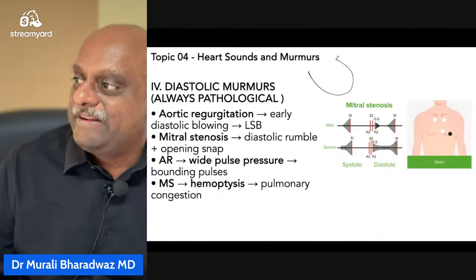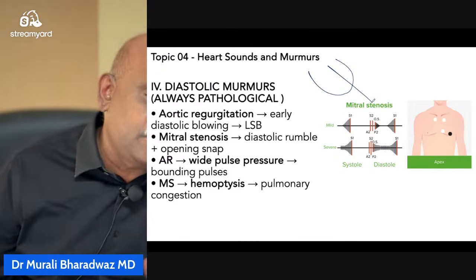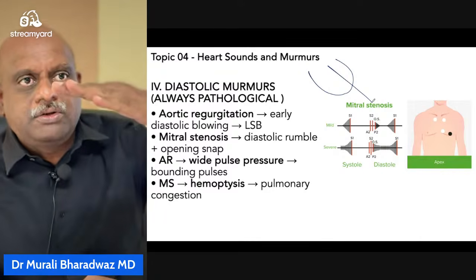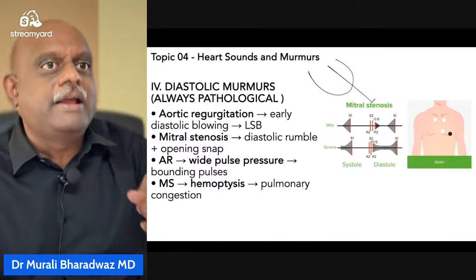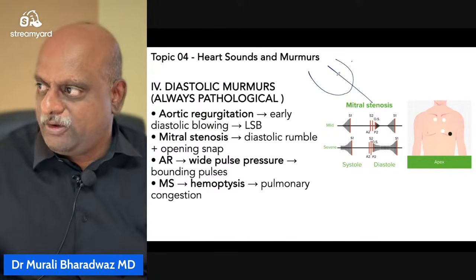Think coolly. There's no rocket science. First of all, aortic stenosis and pulmonary stenosis are systolic murmurs. Mitral stenosis and tricuspid stenosis are diastolic murmurs. Did you understand that or not? Tell me.